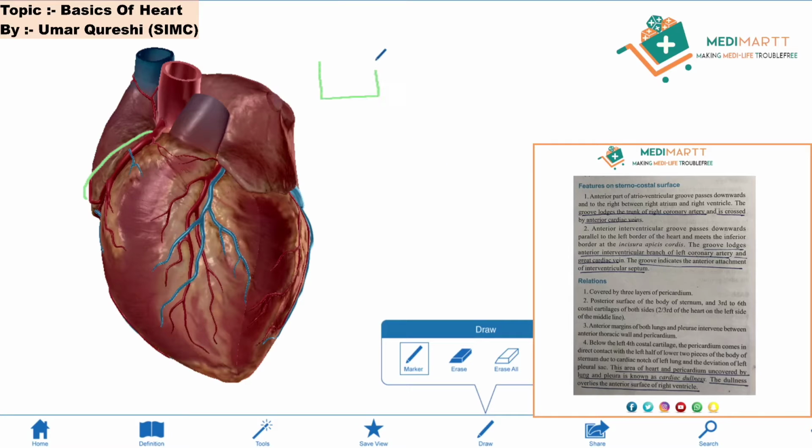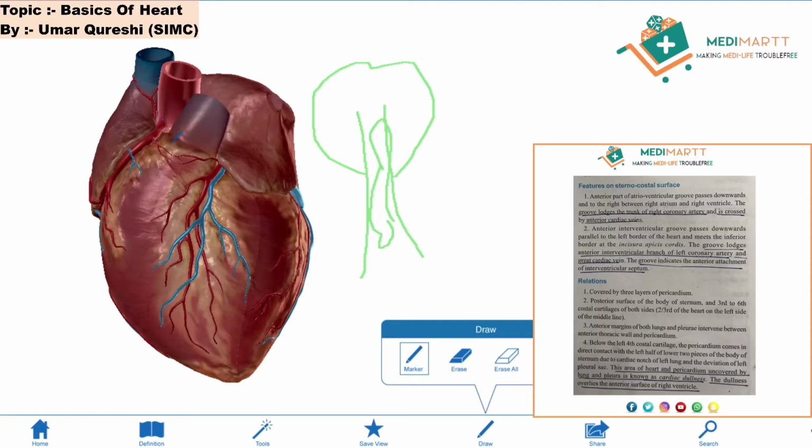Trunk means something from which the thing is starting. As we all know, a tree has a trunk. The trunk is the main part of the tree. That's what this right coronary artery is here in this portion. So in the anterior part of the atrioventricular groove, on the right side, this groove lodges the trunk of the right coronary artery and is crossed by the anterior cardiac veins. There are some cardiac veins present, and the name of those cardiac veins is the anterior cardiac veins.